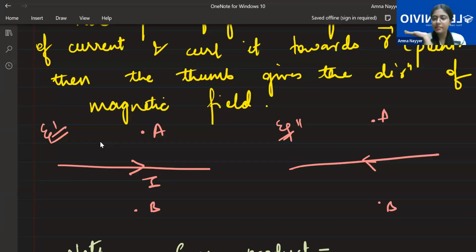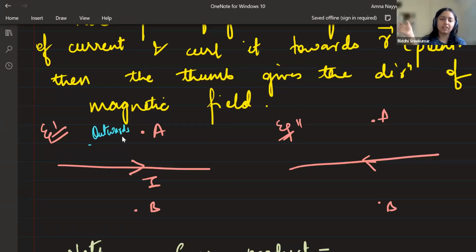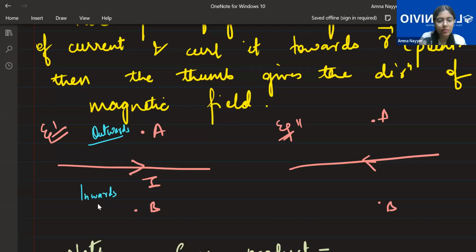Now, where is the point A? Above. Where do we curl our fingers? Towards the point. So if the point is A, just curl your fingers. Where is your thumb pointing? Backwards. Inwards means pointing into the page, outwards means out of the page. Okay, outwards. Tell me for this B point. Then like this, and then it will be inwards. Correct. This will be inwards.